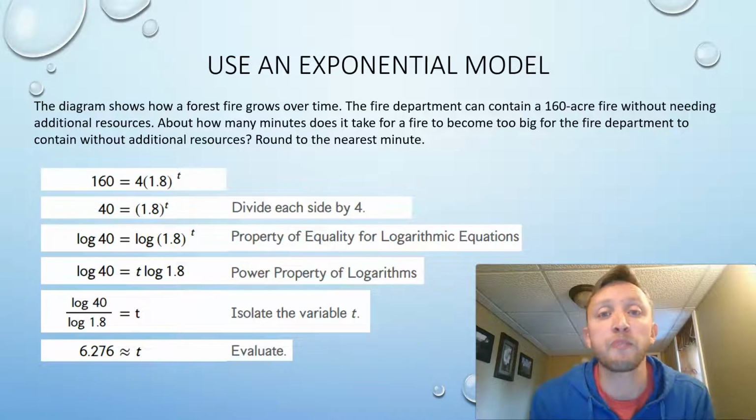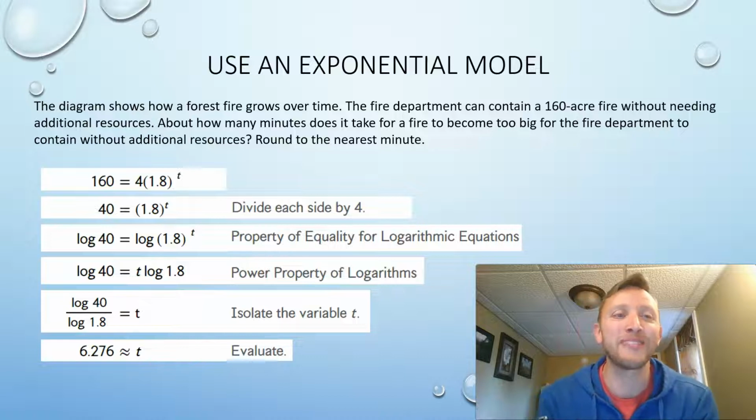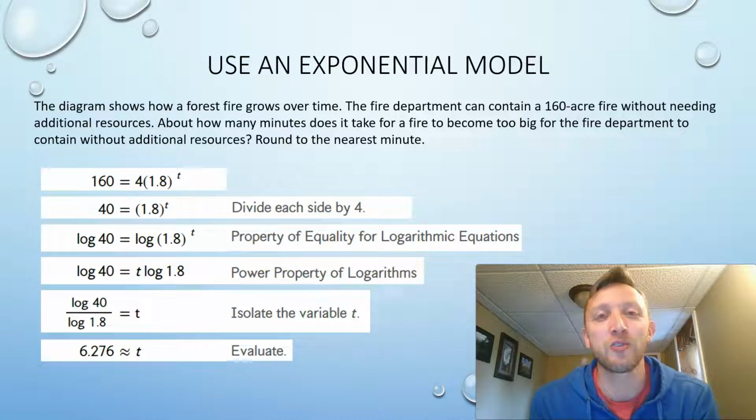So it would take about 6.3, so it says round to the nearest minute, so it would take about 6 minutes, because the question asks about how many minutes it takes for a fire to become too big for the fire department to contain without additional resources. So we would say approximately 6 minutes. So that's all you've got to do.